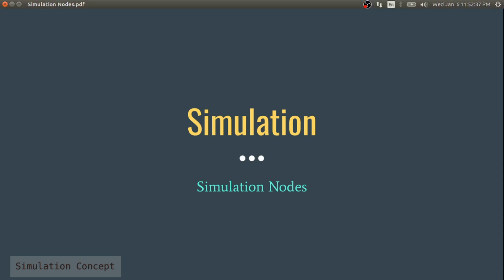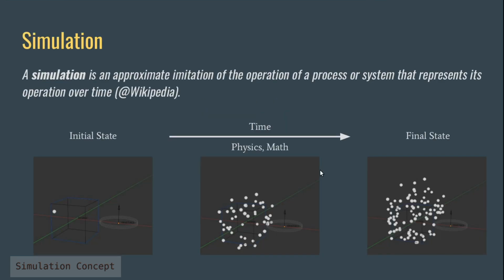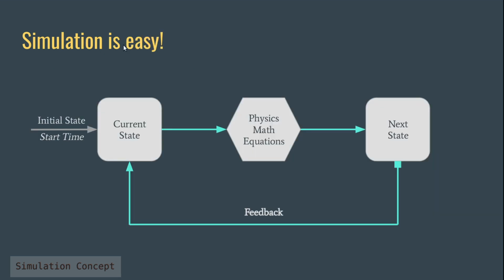So first I'll explain the simulation and simulation nodes. If we go by the definition of Wikipedia, a simulation is an approximate imitation of the operation of a process or a system that represents its operation over time. So for example, here is a cube and a force and a particle system assigned to this cube. This is the initial state at the start time. As time progresses, the location of the particle is being affected by this force, and after some time we get the final state.